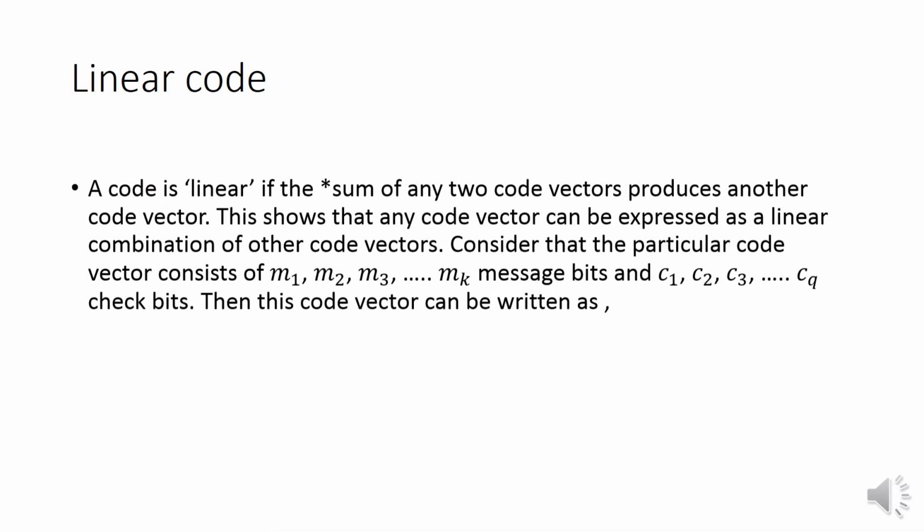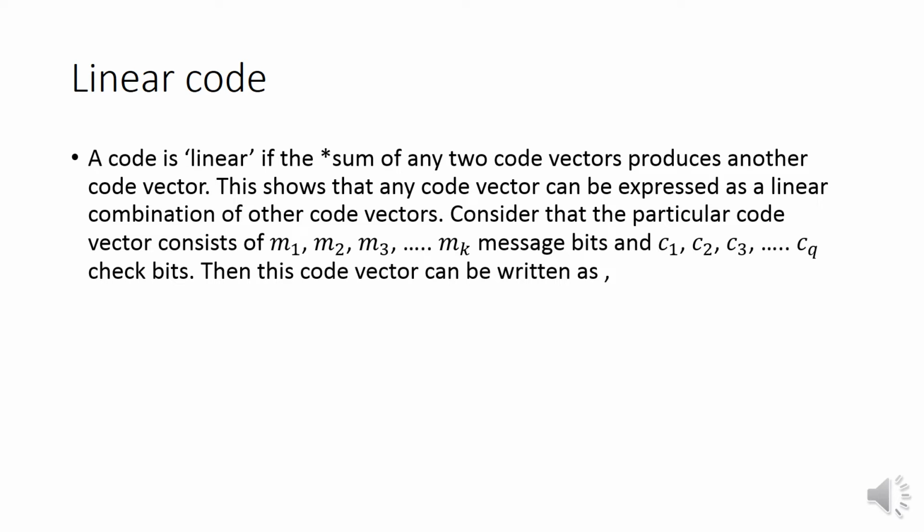Then linear code. A code is linear if the sum of any two code vectors produces another code vector. If we have two code vectors, they get summed and produce a new code vector. We call it a linear code. This mainly shows that a code vector can be expressed as a linear combination of other code vectors.